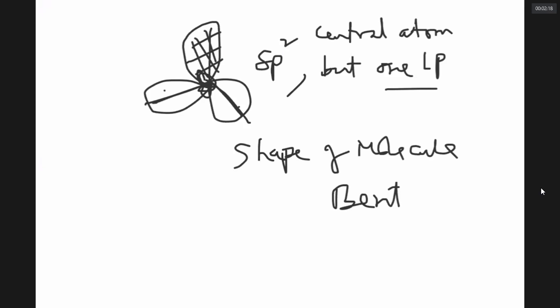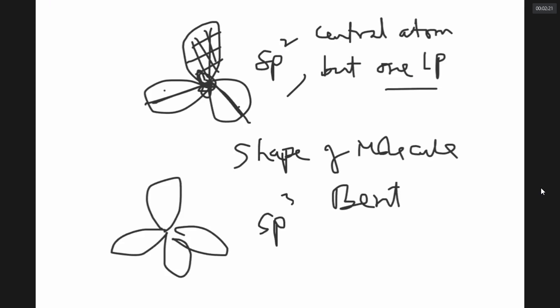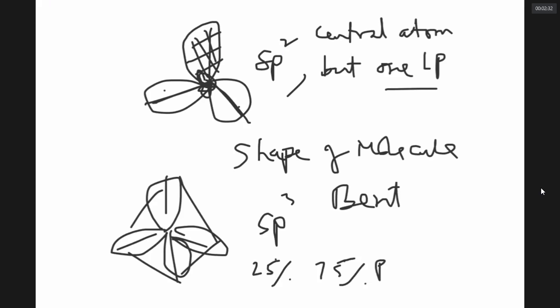If the central atom undergoes sp3 hybridization, making 4 bonds, sp3 hybrid orbitals have 25% s character and 75% p character. What is the shape of the molecule? Tetrahedral.